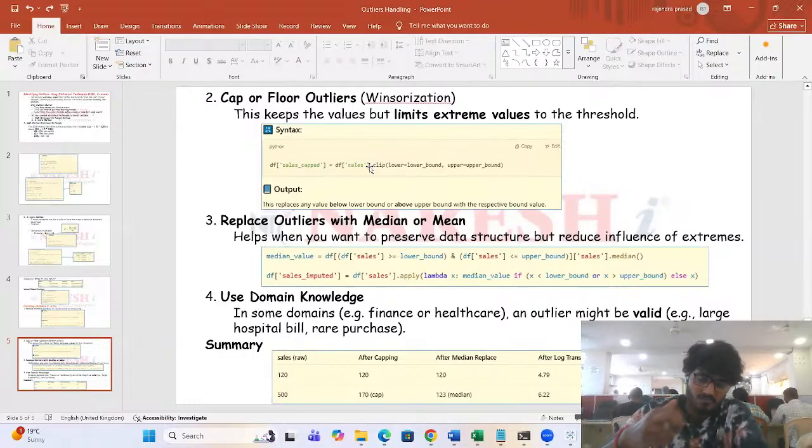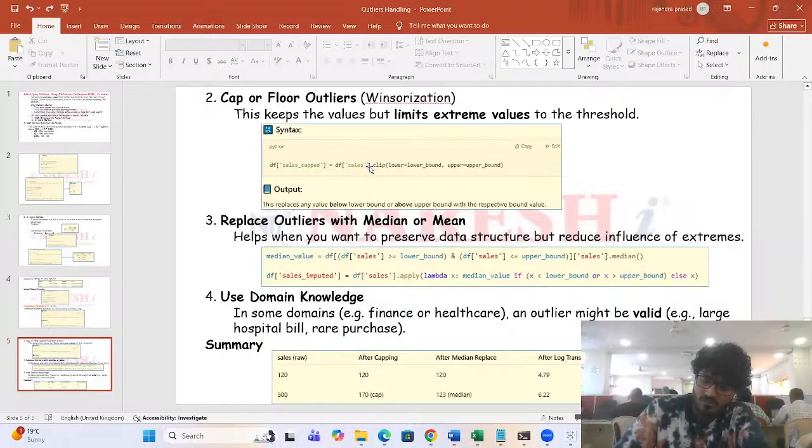Or in the very worst cases, we can use the mean or median to replace the outlier value. You calculate the mean or median of that particular column, and wherever the outlier value is there, replace it with the mean or median. Is this clear? Or you can go by using domain knowledge, if you're not able to identify it anyway.